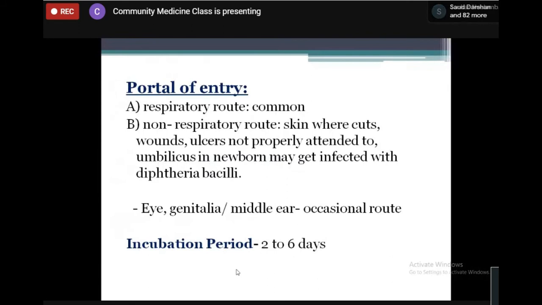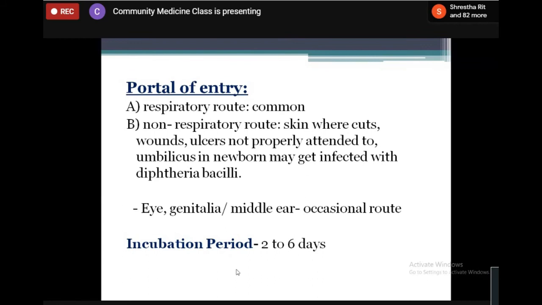The portal of entry into our body through the respiratory route is the commonest route, through our nasal airways. While inhaling, it enters and reaches our lungs and our system. Non-respiratory routes include skin. In the cutaneous type, if you have cuts, wounds or ulcers that are not attended to, not cleaned with Dettol or betadine, and not covered properly, the bacteria might enter our body. Cuts in a healthy person, if left unattended, can let bacteria in, and it can also enter through the umbilicus in newborns.